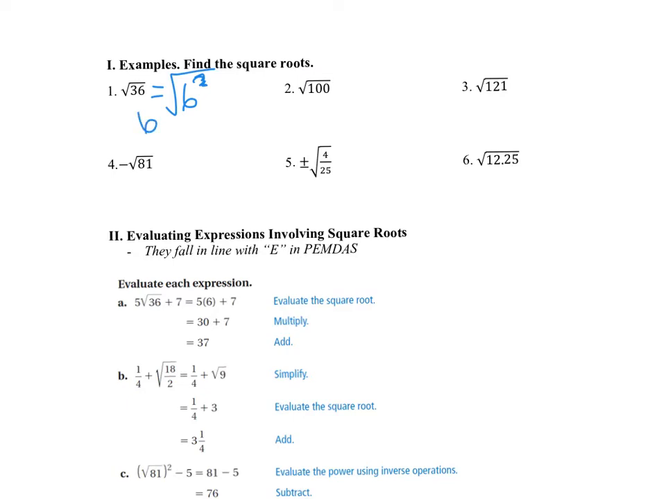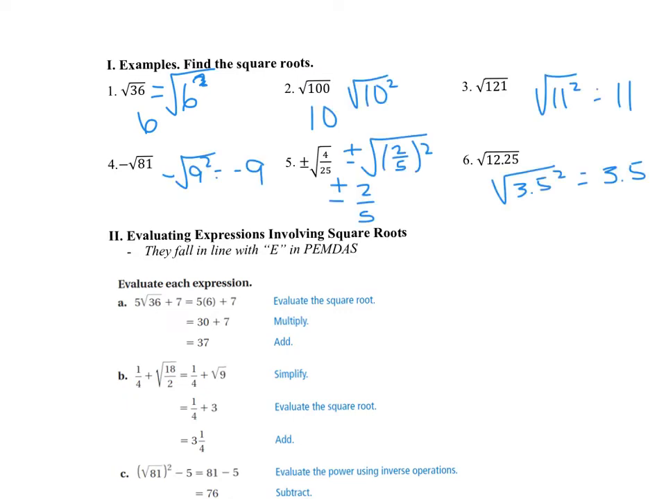Okay, pause the video, and I want you to try numbers 2, 3, 4, 5, and 6. So you'll see that in number 2, the square root of 10 squared is equal to 10. Number 3, the square root of 11 squared is equal to 11. Negative root 9 squared is equal to negative 9. Plus minus 2/5 is number 5. And then 3.5 is number 6.